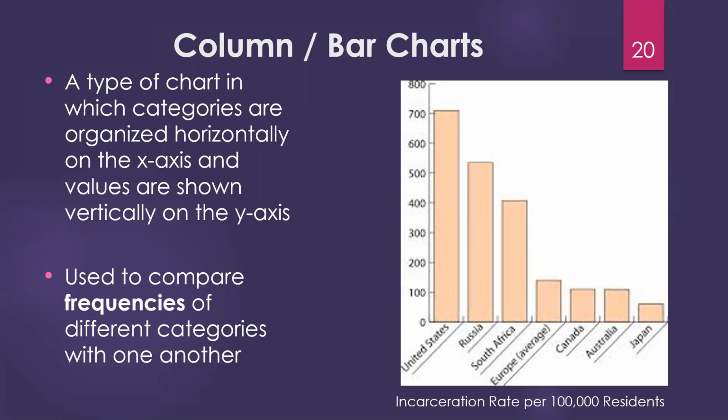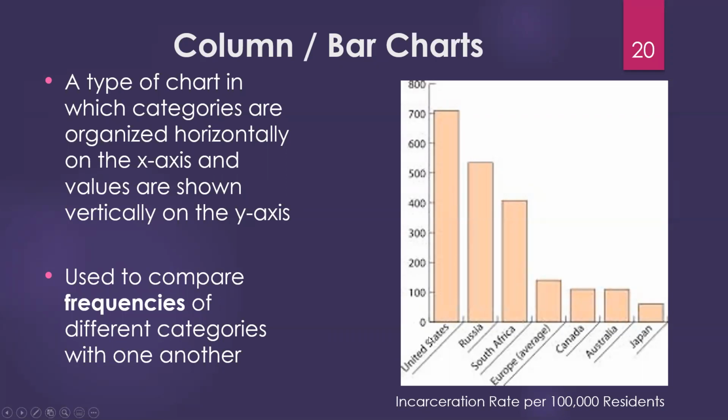So here what's important is that a column or a bar chart is used for a nominal or ordinal level variable, right? Or when the categories are nominal or ordinal. So here, for example, I'm looking at the incarceration rate. Incarceration rate is an interval level variable, but we know that the interval level variable has categories, right? The names of different countries for it. So anytime that we have names of different countries for our categories, then a bar or column chart is important.